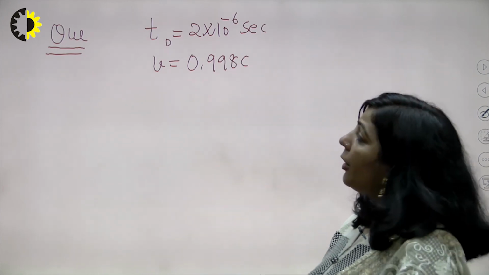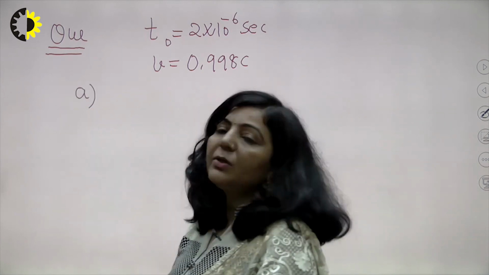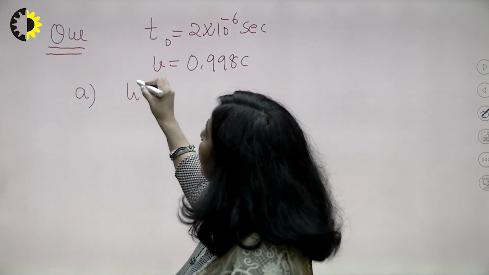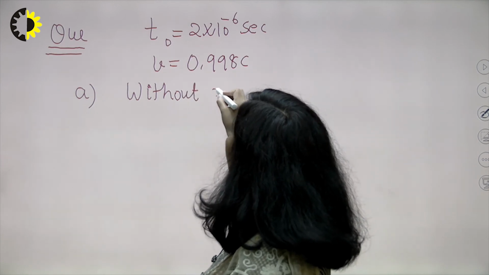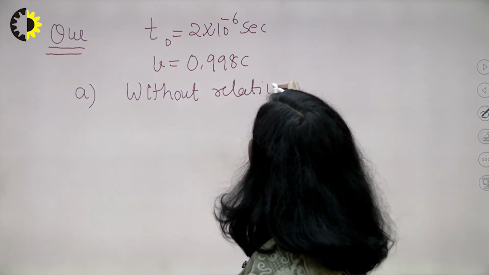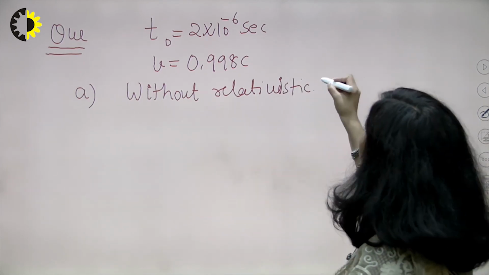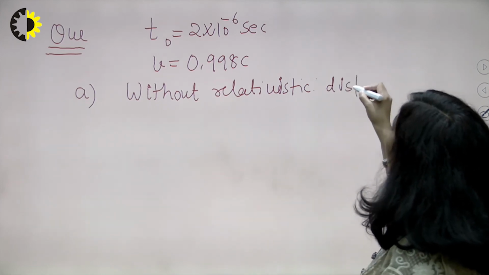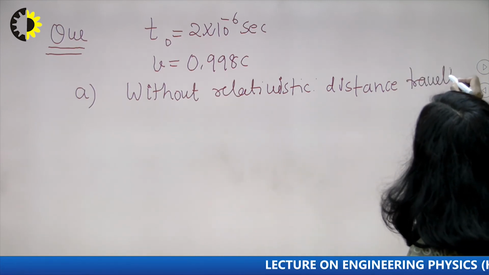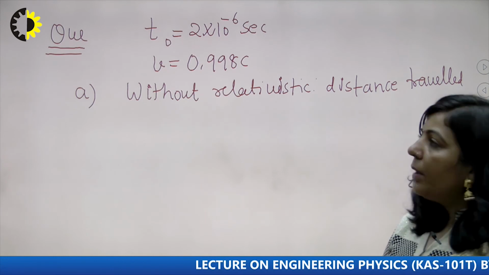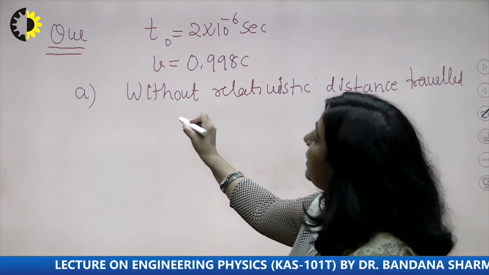Clear? Now you have to calculate the distance these particles can travel without relativistic effect. That means how much distance these particles can travel if you are not considering any relativistic effect. So you have to find the distance traveled without any relativistic effect. This is the first part. That is simple. You have the lifetime of those particles and you also know their speed. So what will be the distance traveled?